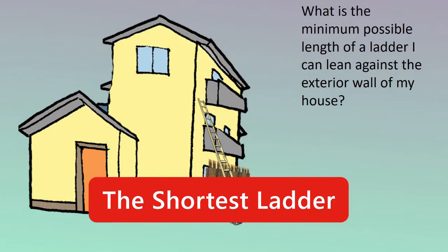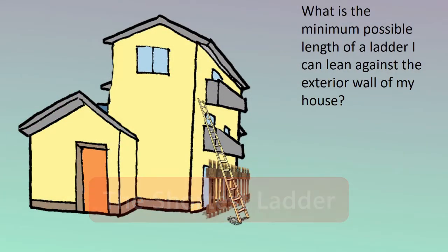Today we'll solve a very classic optimization problem about a ladder that we want to lean against the outside wall of our house, and it's supposed to reach over top of a fence to do that. And the question is, what's the shortest ladder that you can use that will be able to reach the house over top of the fence?